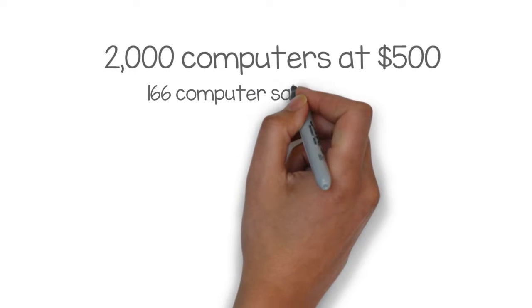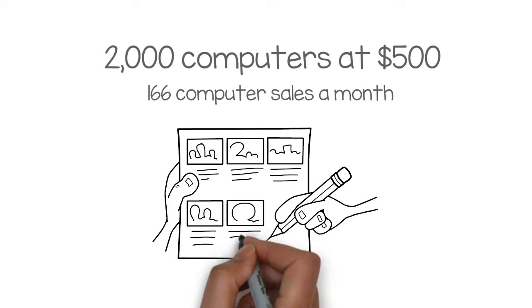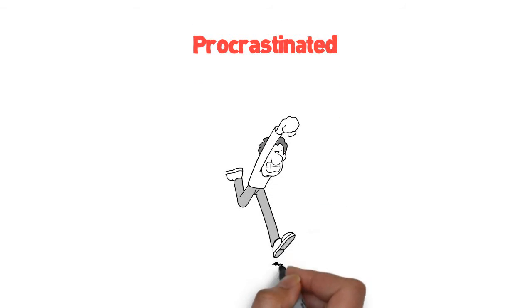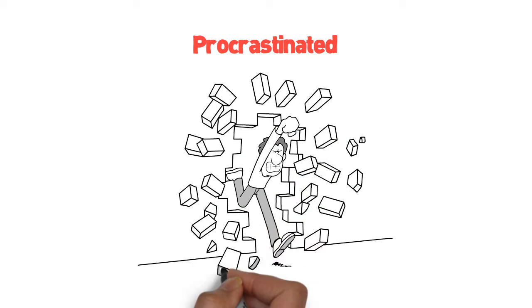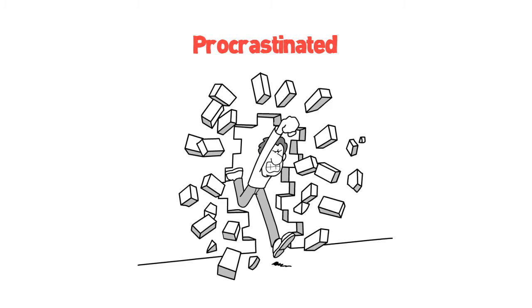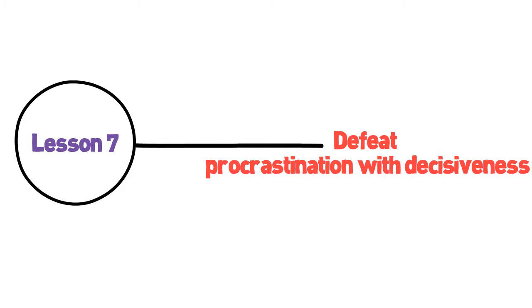That was around 166 computer sales a month, so he created a plan to achieve this goal and then took action. However, during the first few months, Jake, much like everyone else, procrastinated and didn't contact as many buyers as possible. Jake eventually overcame procrastination by being extremely specific about what he wanted on a daily basis, and he realized that you only procrastinate when you don't know what you want. This is Lesson 7. Defeat procrastination with decisiveness.